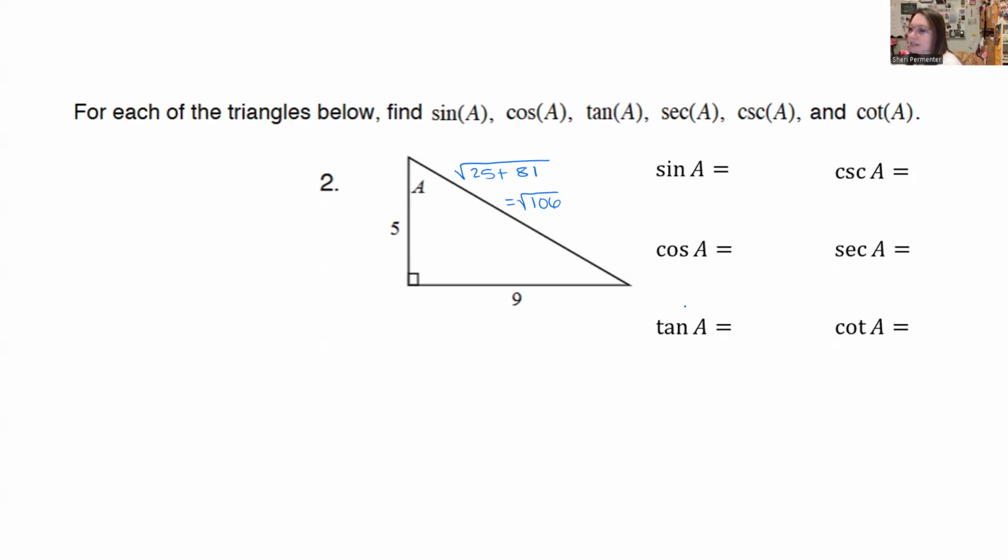The square root of 106 does not reduce. If possible, you would want to reduce it, to have a reduced square root. Don't you dare give me decimals. Don't do it. So we've got our 3 side lengths.